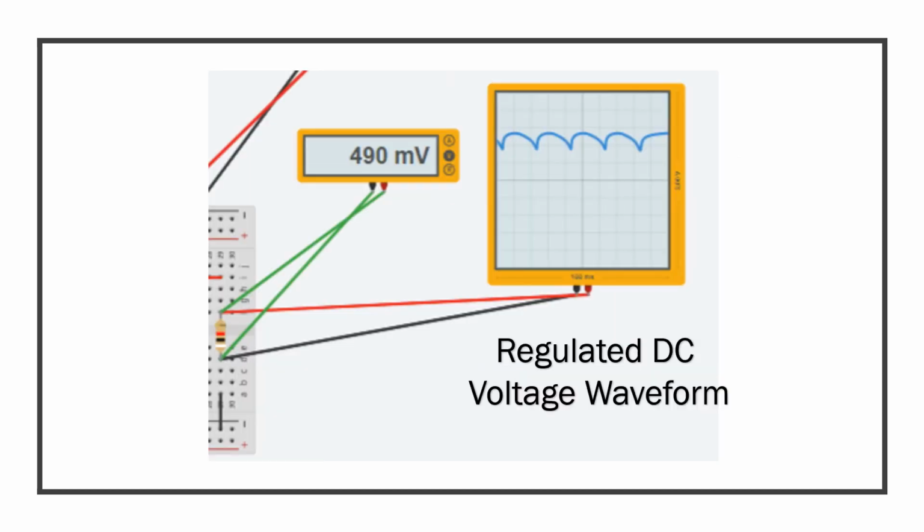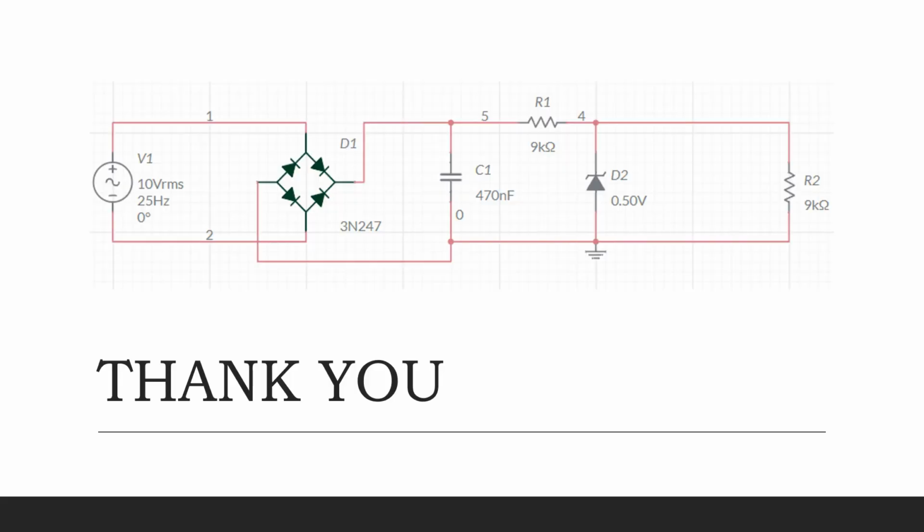Last, the regulated DC voltage waveform, which is a steady and constant voltage level without a significant ripple, but not completely, as this is a practical model and may not be able to eliminate all ripples because of factors such as temperature changes. That's all my explanation about the full wave rectifier circuits.